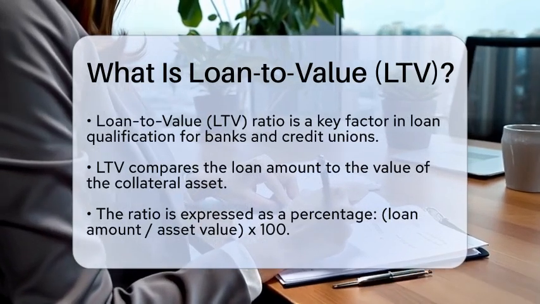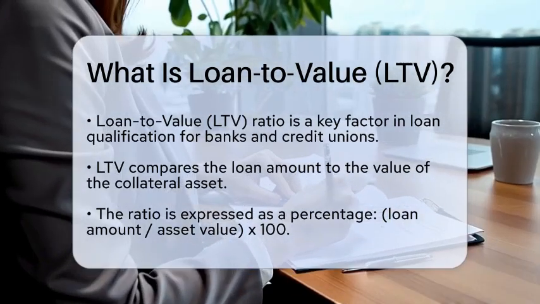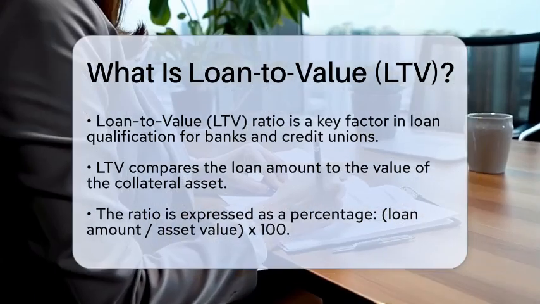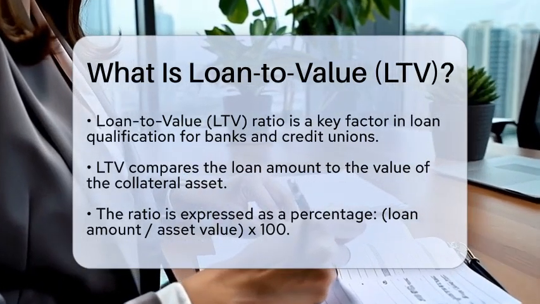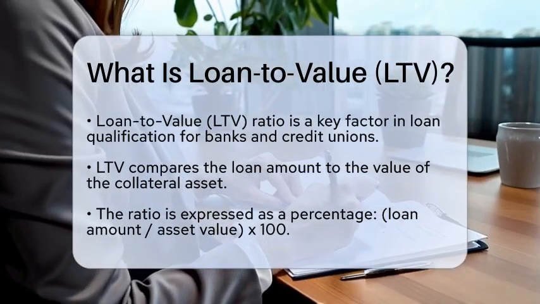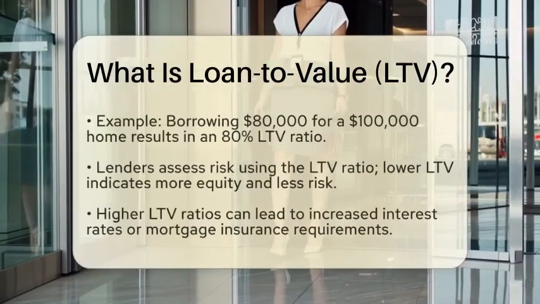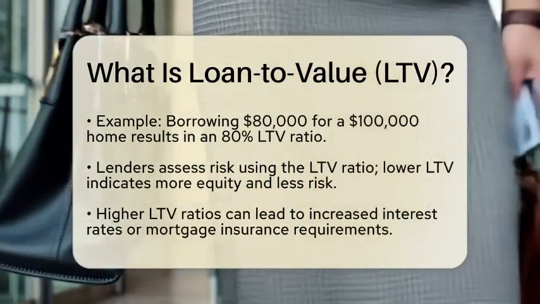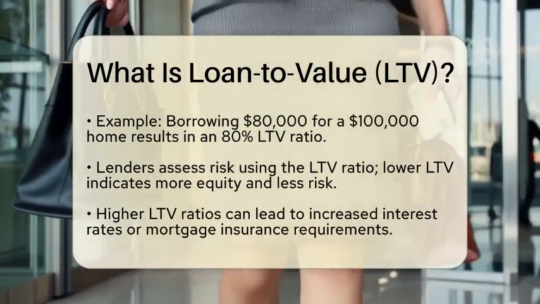The loan-to-value ratio is a financial measurement that compares the amount you want to borrow to the value of the asset you are using as collateral. This ratio is usually expressed as a percentage. To calculate LTV, you divide the loan amount by the value of the asset and then multiply by 100. For example, if you are borrowing $80,000 to purchase a home valued at $100,000, your LTV ratio would be 80%.